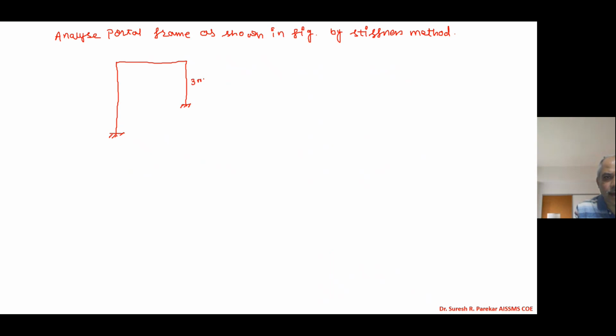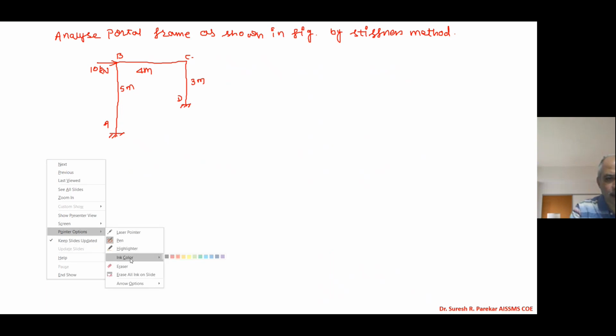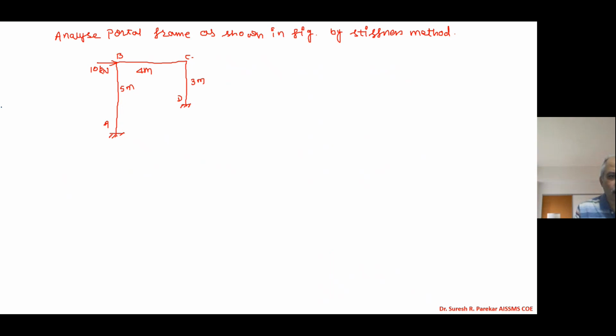So we have 3 meter, 5 meter, 4 meter, 10 kilonewton, A, B, C, and D. Now we will start with the solution. We have a frame type, so we have a sway frame. Step 1, fixed end moments.